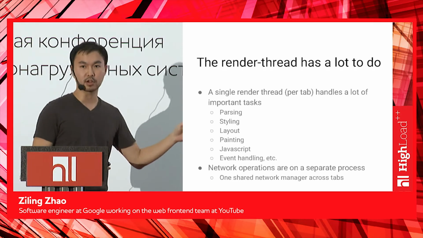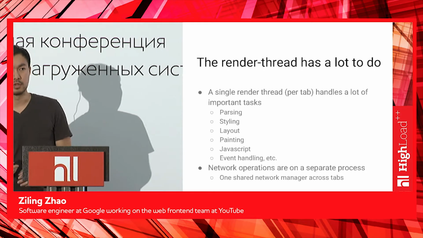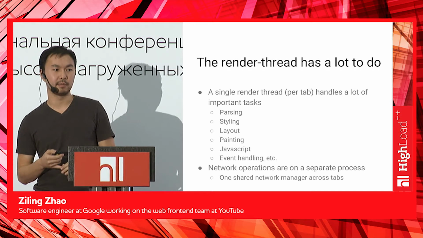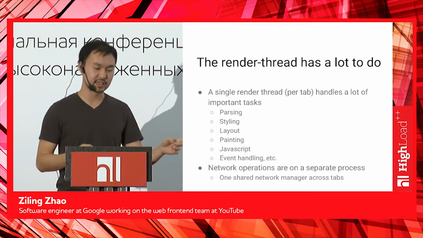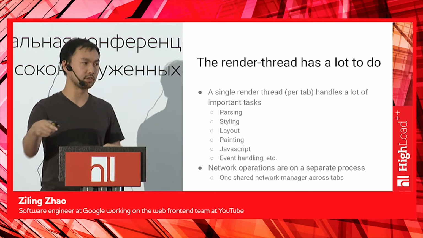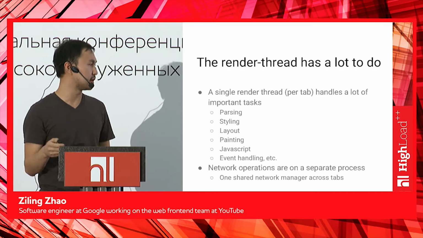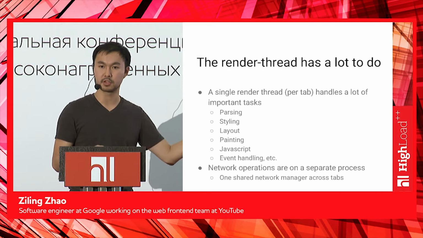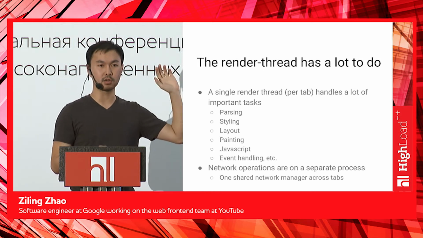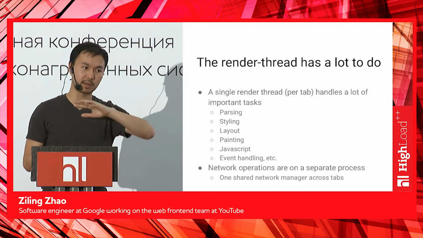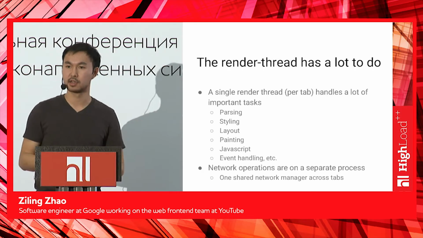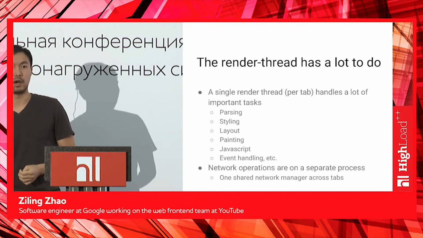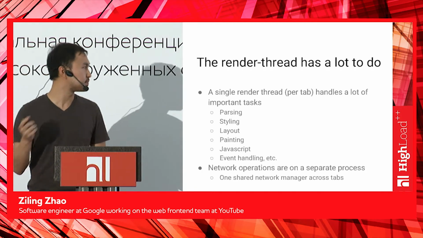That said, network operations are on a separate thread. Network is typically not, well, I won't say typically not blocking, but the download is done outside of your render thread. And that's because you have something called the network manager. This network manager does all network requests across all tabs in your browser. And this allows it to do things like sharing cache, sharing connection pools, and sharing DNS and all that stuff.